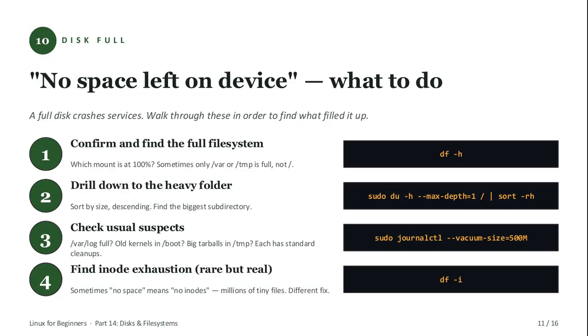When you hit that dreaded "no space left on device" message, start with df -h to see which mount is actually full. It might just be /var or /tmp, not your root file system. Then drill down with du, sorting by size, to find the heaviest folder. Check the usual suspects next: log files in /var/log, old kernels in /boot, leftover tarballs in /tmp. And if df says you have space but writes still fail, run df -i. You might be out of inodes, which is a whole different beast.